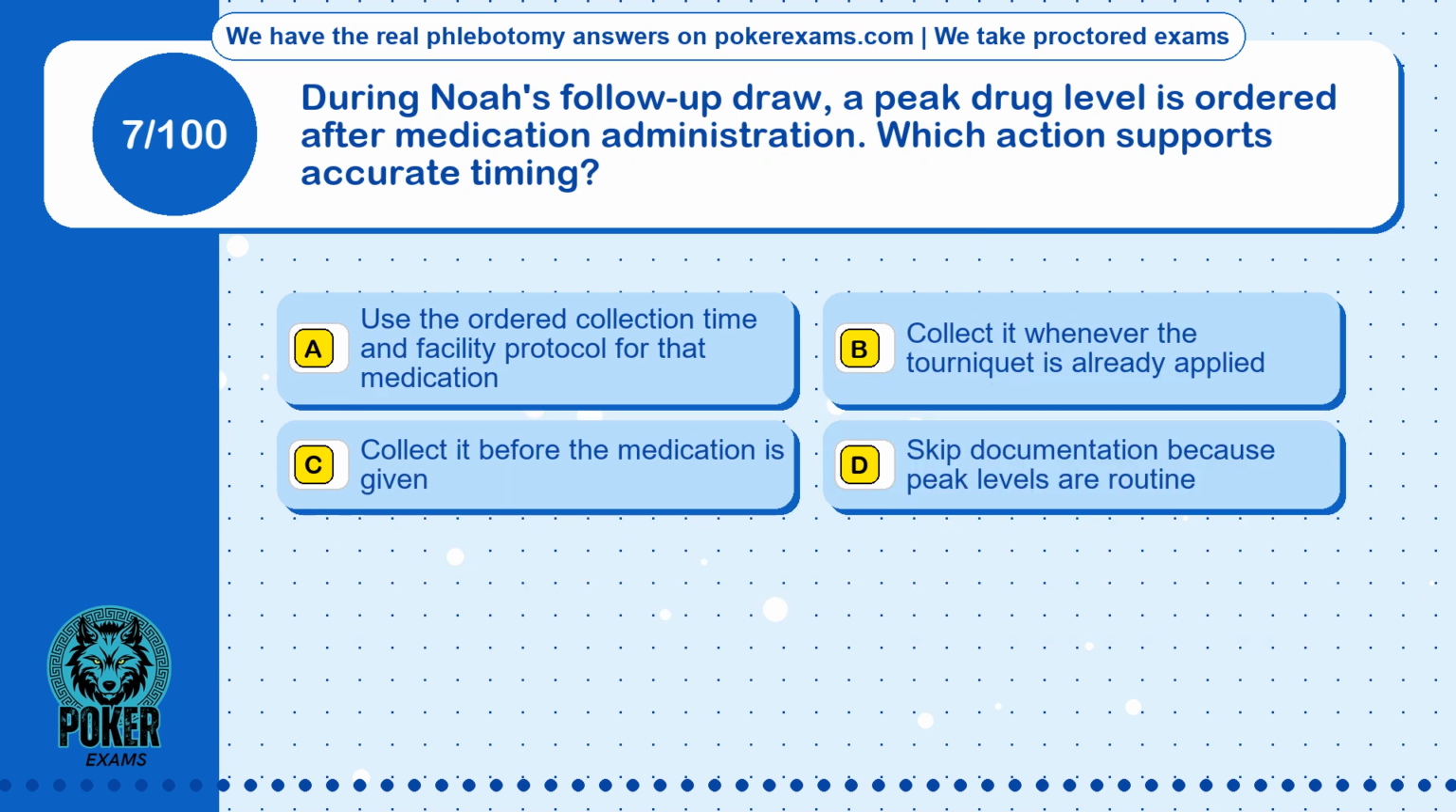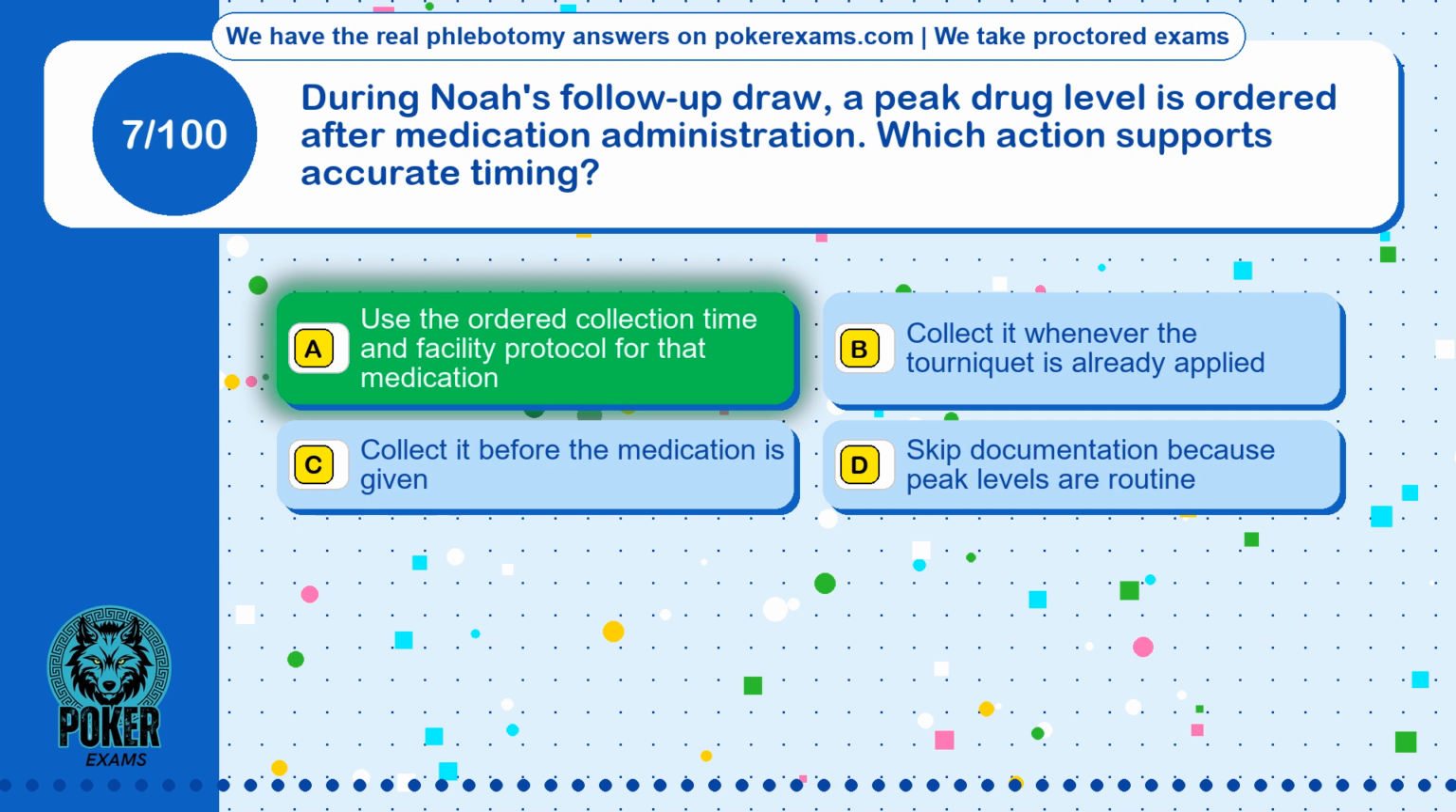Question 7. During NOAA's follow-up draw, a peak drug level is ordered after medication administration. Which action supports accurate timing? Option A, use the ordered collection time and facility protocol for that medication. Option B, collect it whenever the tourniquet is already applied. Option C, collect it before the medication is given. Option D, skip documentation because peak levels are routine.